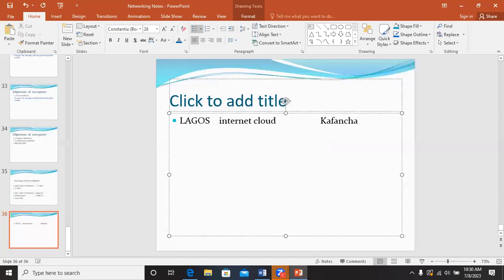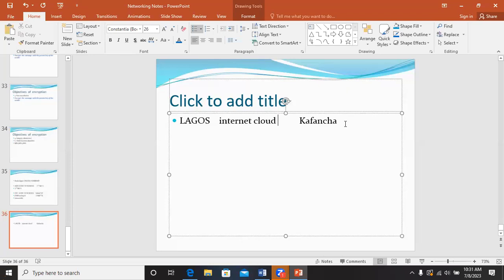We could have just gone through the internet and connected Kafanchan and Lagos, but we know that is not safe. So what VPN does is create a tunnel through the internet cloud. That tunnel is still through the internet. The tunnel passes through the cloud, linking Lagos and Kafanchan, such that if you don't have access, you can't know what is in that tunnel. You don't know what is going on. So you have protocols that create a tunnel through the internet.